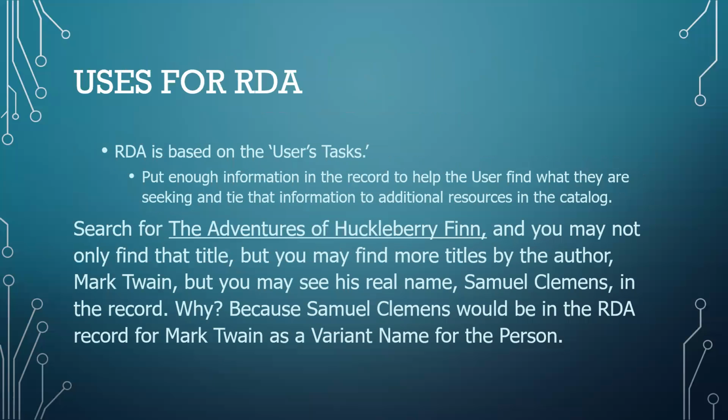The uses for RDA. RDA is based on the user's task. Put enough information in the record to help the user find what they are seeking and tie that information to additional resources in the catalog. For example, search The Adventures of Huckleberry Finn, and you may not only find that title, but you may find more titles by the author, Mark Twain, and you may see his real name, Samuel Clemens, in the record. Why? Because Samuel Clemens would be in the RDA record for Mark Twain as a variant name for the person.